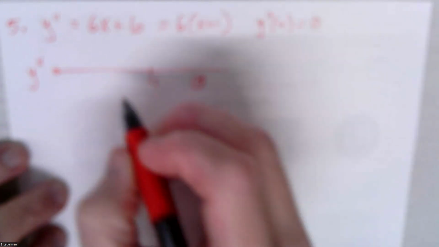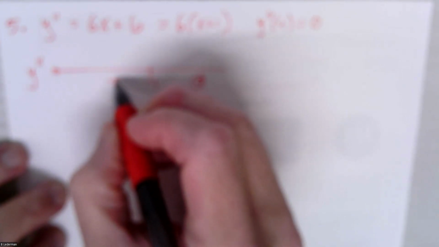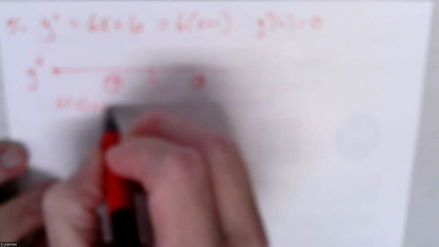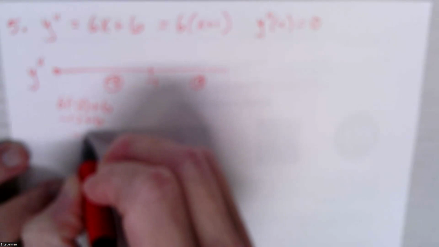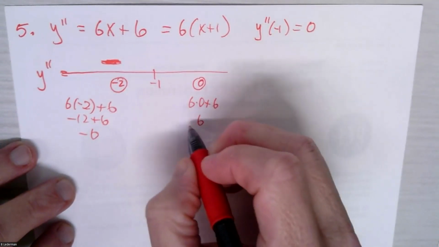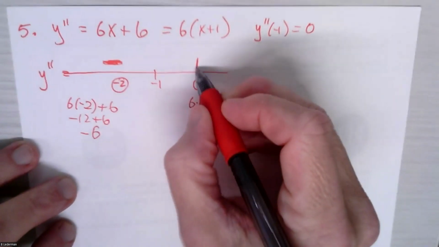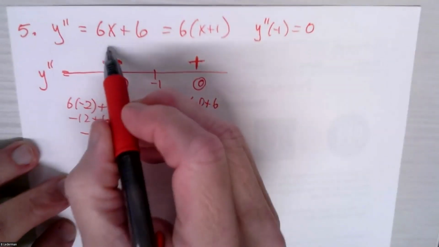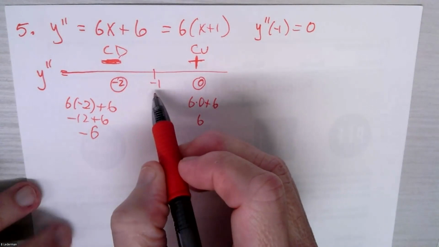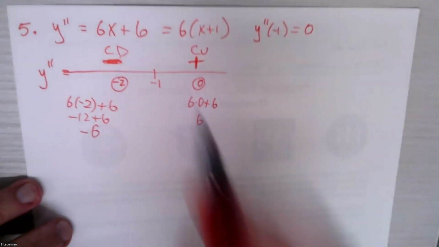Let 0 be a test point, and let -2 be a test point. So 6 times -2 plus 6 is -12 plus 6, which is -6, which is negative. And then 6 times 0 plus 6 is +6, which is a positive number. So we see it's concave down over here, concave up over here. And since concavity switches, that means -1 is a point of inflection. So we have a POI.